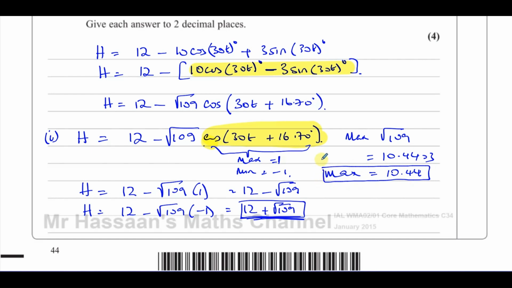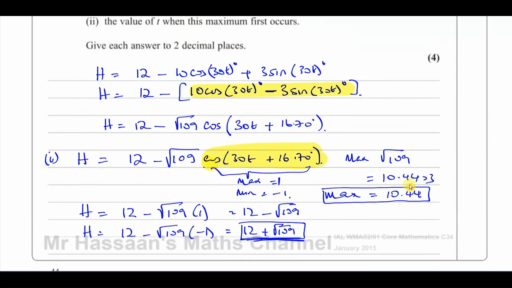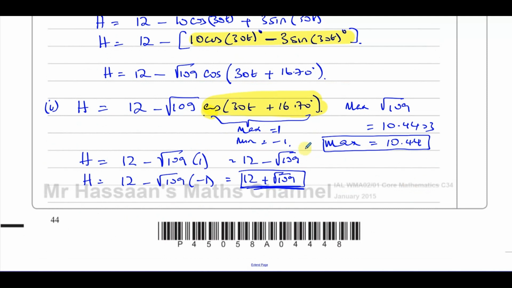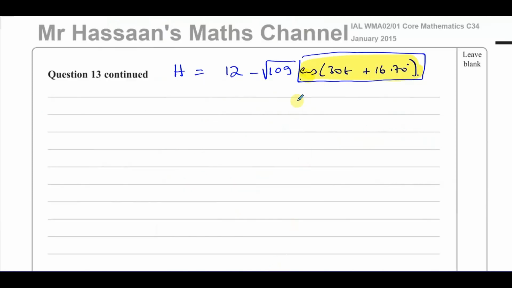Now, when does the maximum occur? Now, I don't really have space here. I'm going to continue on the next page. But the maximum occurs when this is equal to minus 1. Okay? So the maximum occurs when the cosine of 30t plus 16.7 is equal to minus 1. I'm just going to put this on the next page. So the maximum occurs when this is equal to negative 1. All right, that's when the maximum occurs. So when the cosine of 30t plus 16.70 is equal to negative 1.